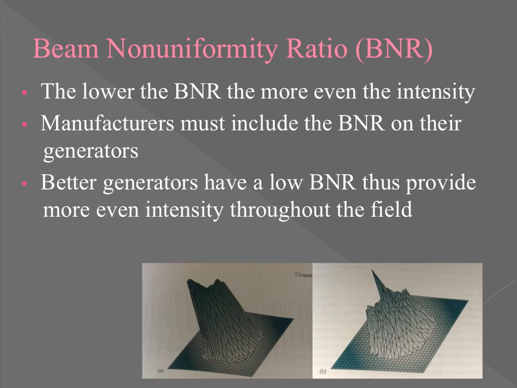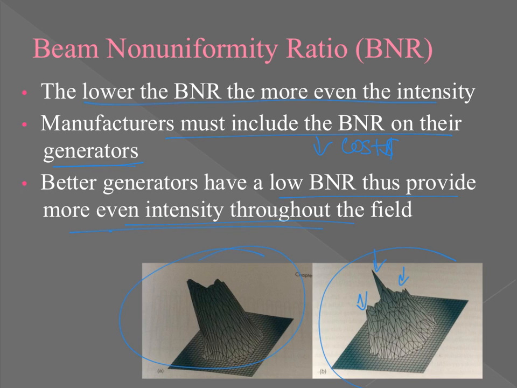So the beam non-uniformity ratio, the lower the BNR, the more even the intensity, right? So the fewer spikes that we'll see in a treatment. Manufacturers must include the BNR on their generators. What I do know is that lower BNR devices cost more, right? Because they're more consistent and they probably have a better crystal, so they're going to cost more. Better generators have low BNR, thus provide a more even intensity throughout the field and throughout the entire treatment. So we can kind of see here, this is a consistent treatment that probably has a 2-to-1 BNR, and then we can see this 8-to-1 where there's been this kind of spike in the treatment. You see it, those little hot spots that are occurring.